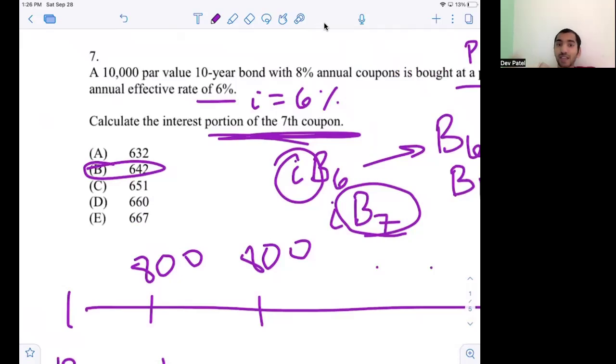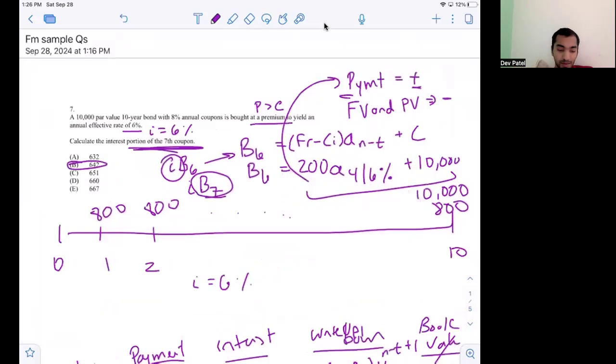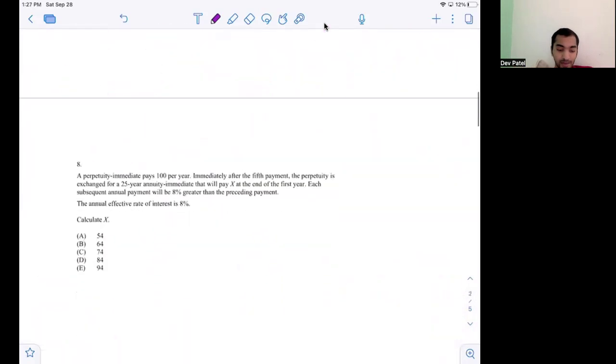This is the interest portion of the 7th coupon, which is i times the previous book value, so B_{t-1}. So that's what we want to make sure that we do. So that's 7. Now 8.